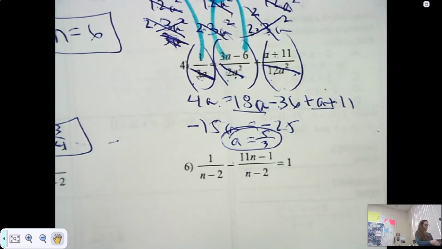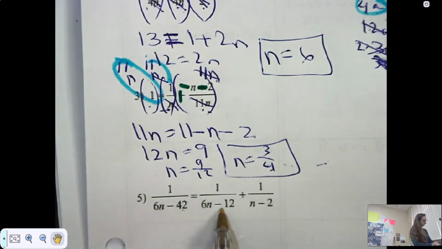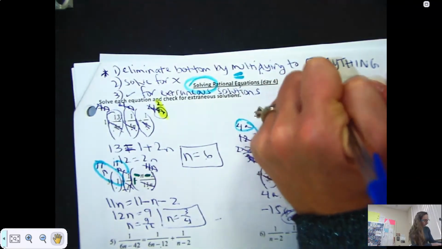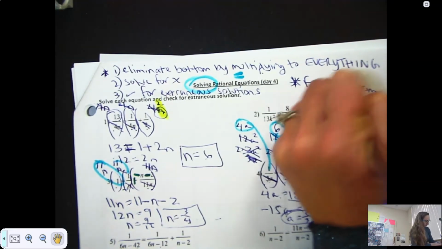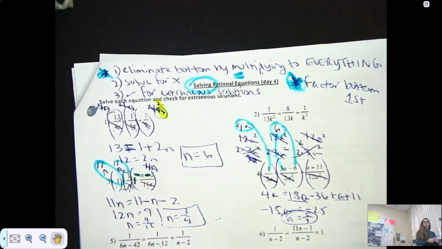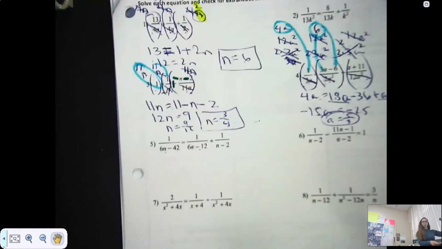Let's do another one. Let's do number 5. Okay, let's play the game here. Now this one's a little bit different because I could actually factor. So I'm going to zoom out a little bit. I'm going to put a little star here. And there might be a caveat where you have to factor the bottom first. So let me star that and say there might be times when you can factor the bottom in the beginning, which is different than the other things.